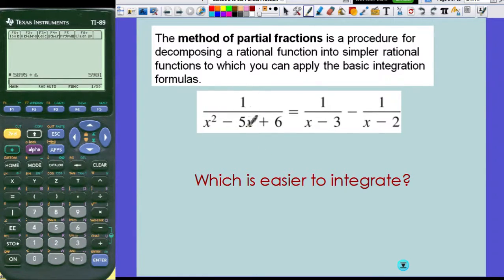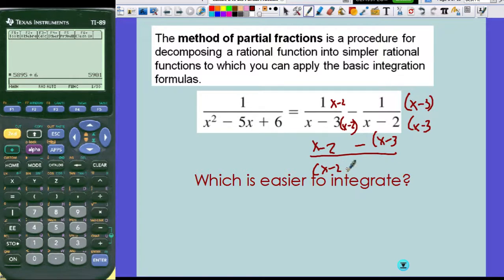So I have this big one, 1 over x squared minus 5x plus 6, and it's actually equivalent to 1 over x minus 3 minus 1 over x minus 2. And if you don't believe me, watch what I do on this side. I'm going to multiply this fraction by x minus 3 over x minus 3, to get like denominators, and this one by x minus 2 over x minus 2. What you'll get on top is x minus 2 minus this whole x minus 3 quantity, over x minus 2 times x minus 3.